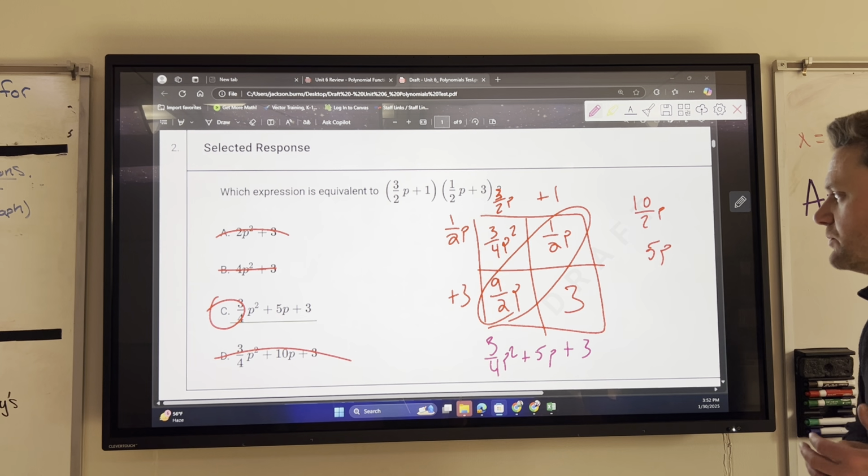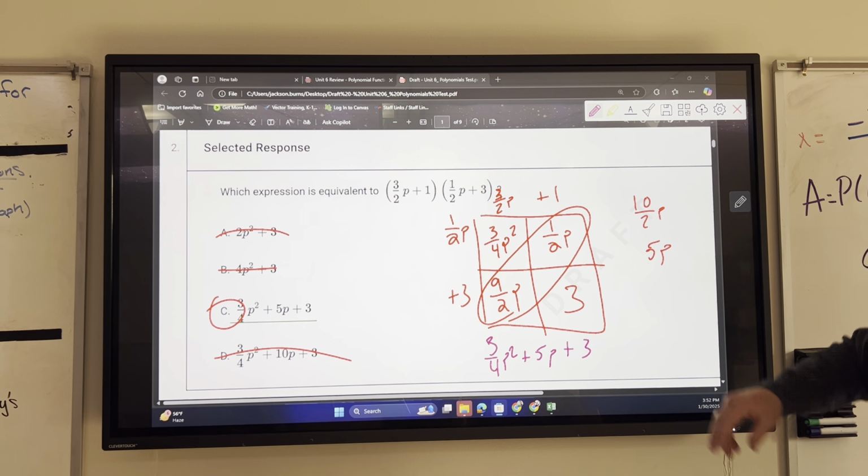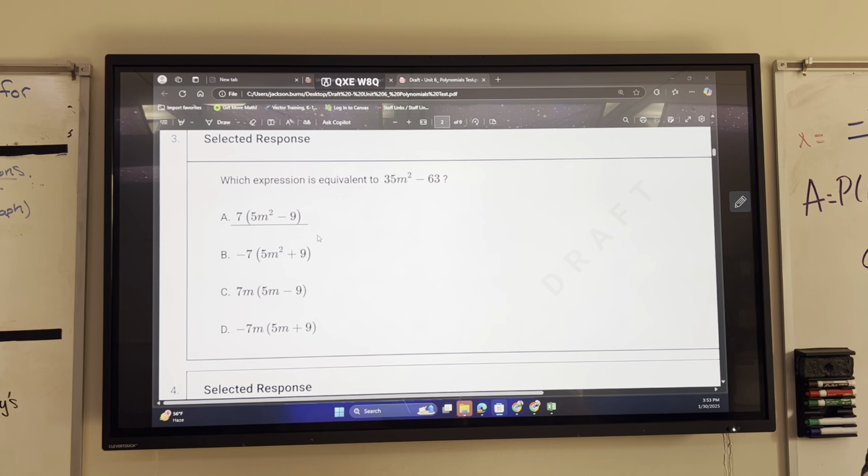FOIL. You could use the box. I like the box. Right? You got to work with a little bit of fractions here. Not a big deal. Kind of a review question from previous units. Thank you.